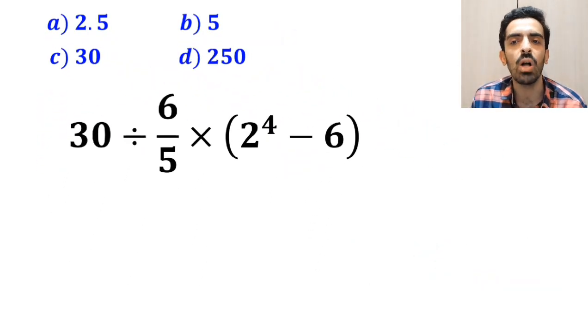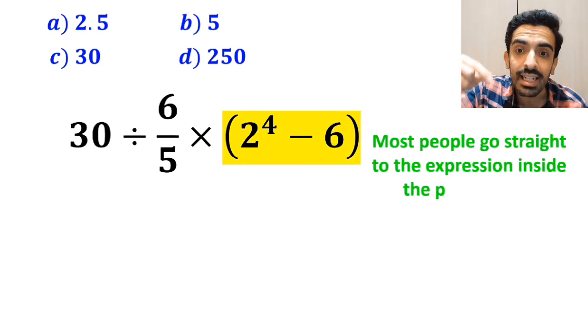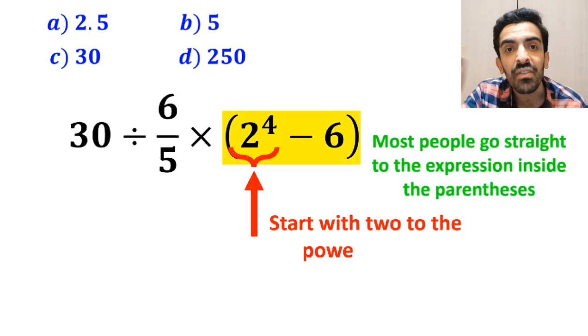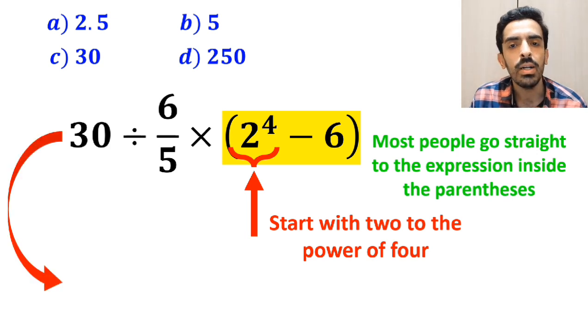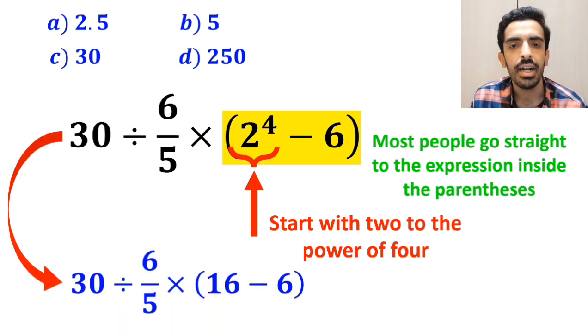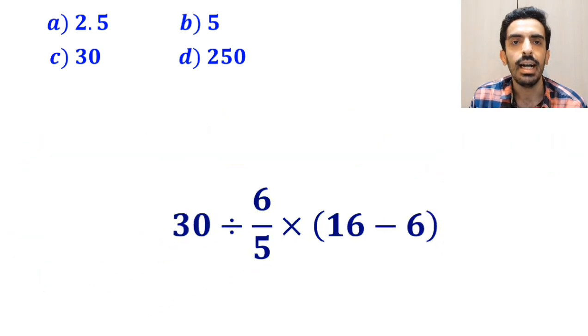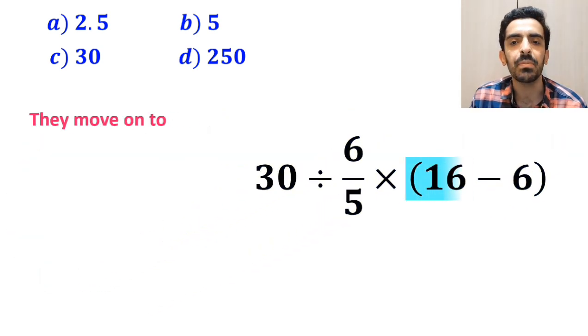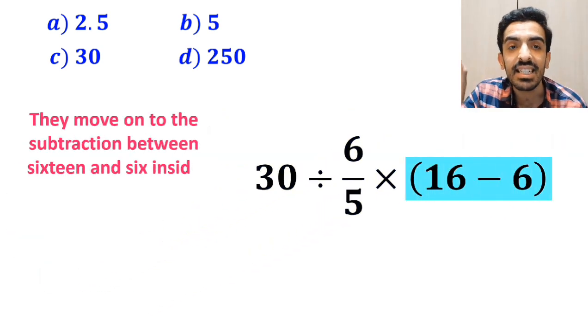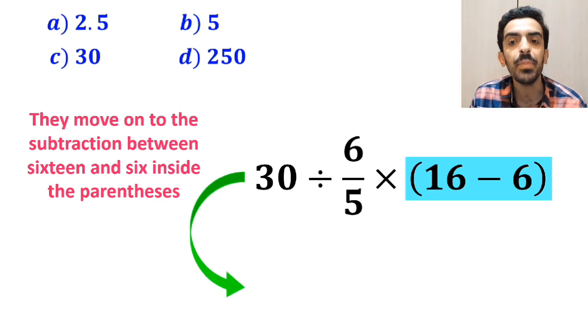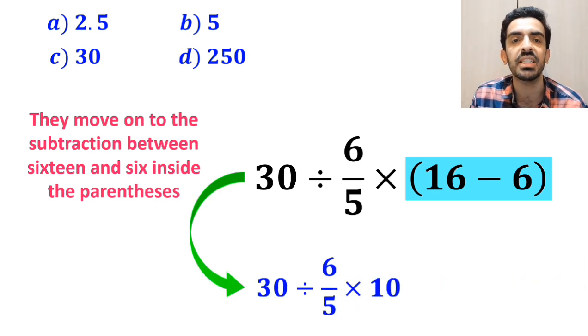And the first step of solving this question, most people go straight to the expression inside the parentheses and start with 2 to the power of 4. So, instead of the original expression, they write 30 divided by 6 over 5 times 16 minus 6 inside the parentheses. And the next step, they move on to the subtraction between 16 and 6 inside the parentheses and simplify this expression to 30 divided by 6 over 5 times 10.